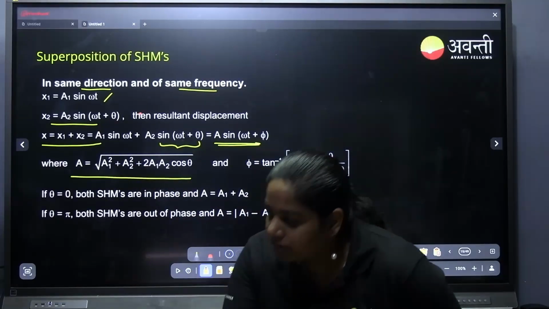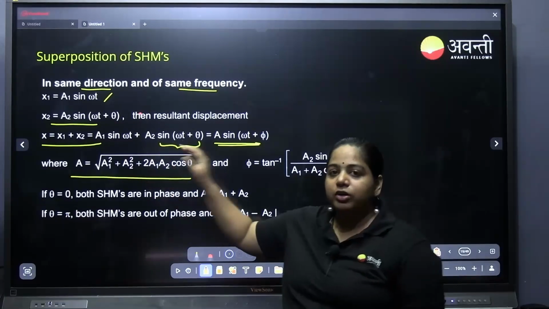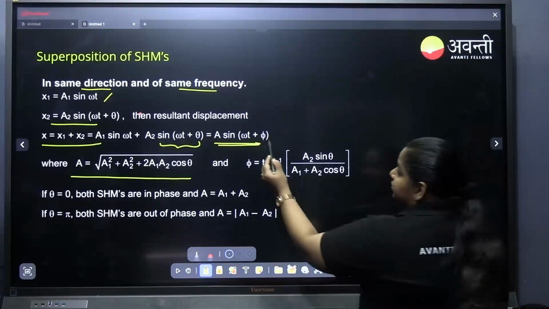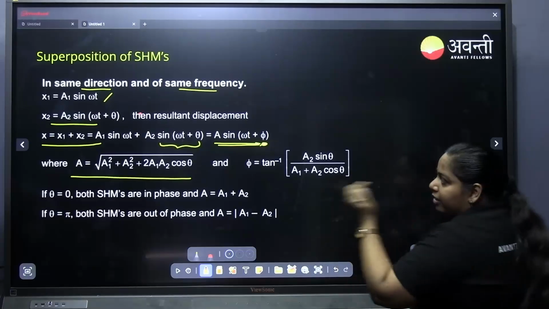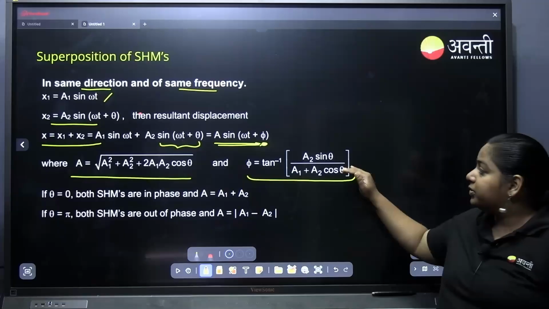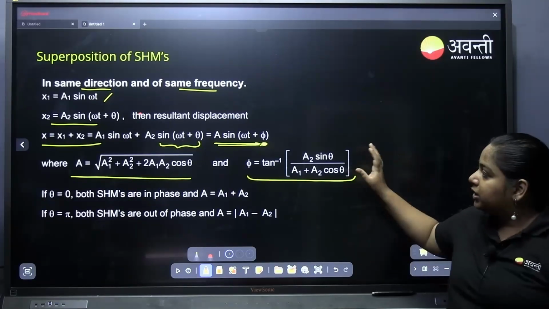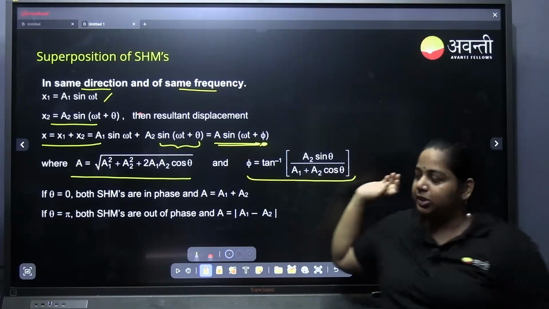Is there any doubt? Root of a1 square plus a2 square plus 2 a1 a2 cos theta, and its phase phi is there, no? Here it is theta, here it is phi. Phi you can find using this formula, tan inverse of a2 sin theta divided by a1 plus a2 cos theta. Using these two formulas, you can get the resultant SHM.